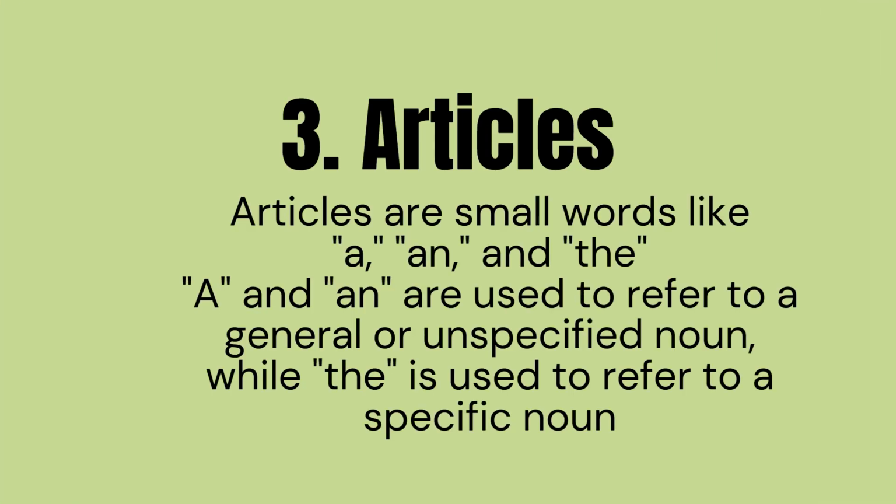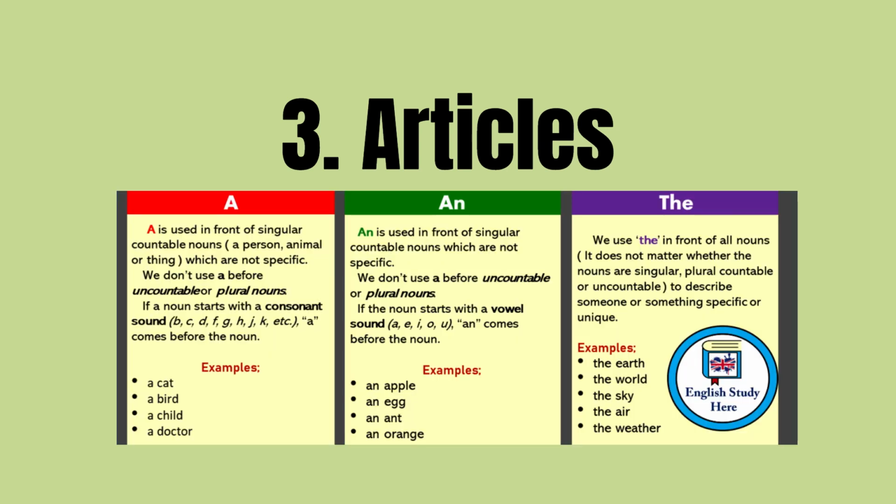Articles. Articles are small words like a, an, and the that are used to indicate whether a noun is specific or general. A and an are used to refer to a general or unspecified noun, while the is used to refer to a specific noun that has already been mentioned. Using articles correctly can help you be more precise in your writing and avoid confusion.